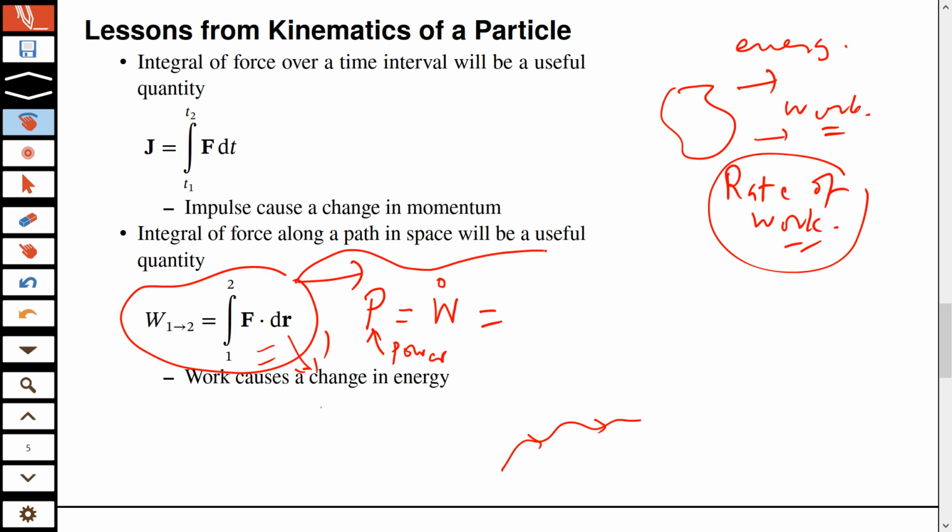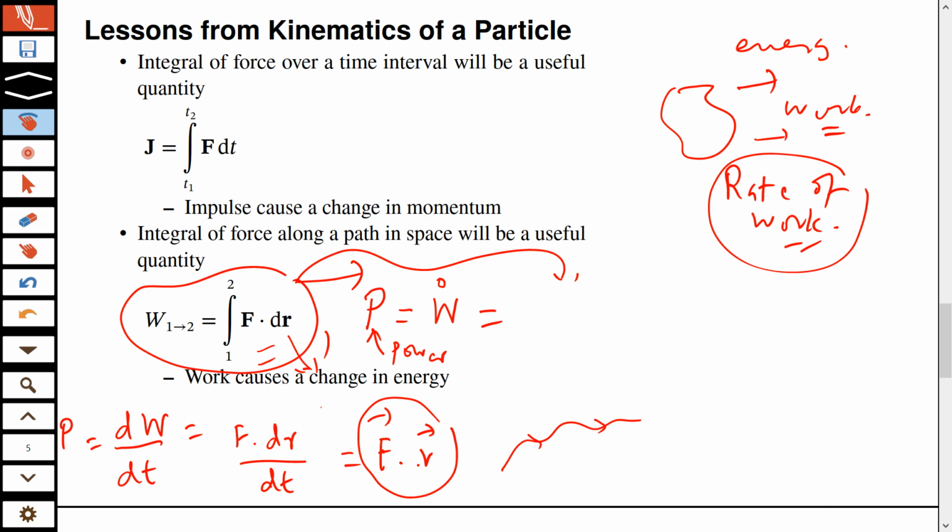And if you look at this formula, remember, if W is the integral of force over some path, if I remove this integral, I can see this as small work, dW. And now I can think of this differential quotient, and this will give me power, which I can write as F dot V. So the power at any time can be calculated by this dot product, force times velocity. Okay, force times velocity.